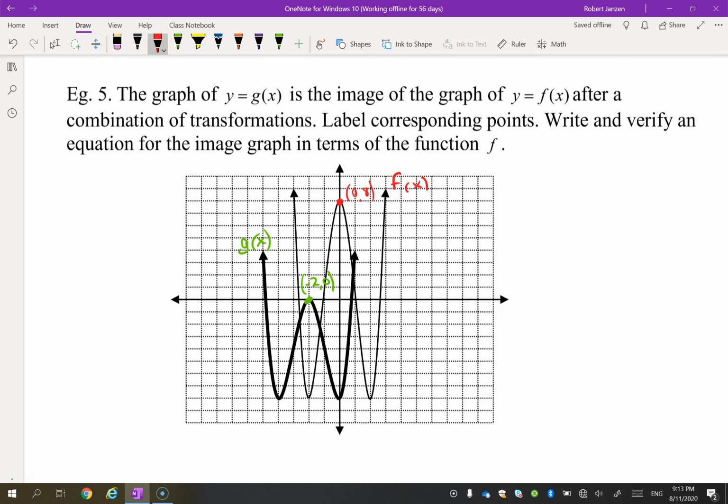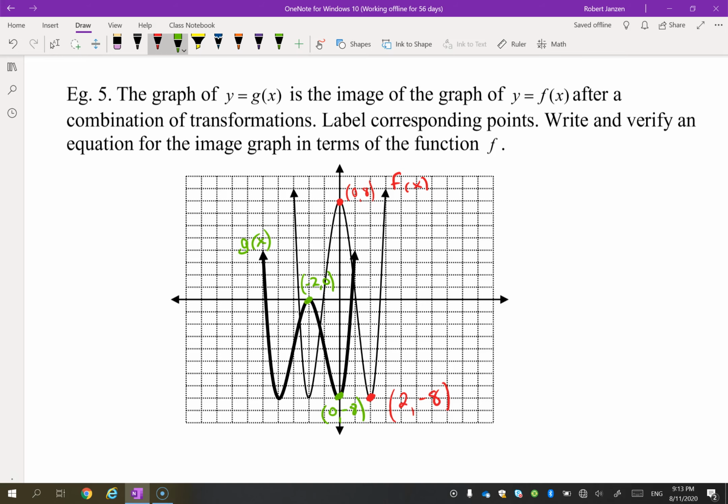You need two points to figure out what's happened in the transformations. So let's pick another point. I'm going to pick this valley here. I think this valley is (2, -8). And what would be the corresponding point on the dark graph? I think you can see that it's (0, -8).